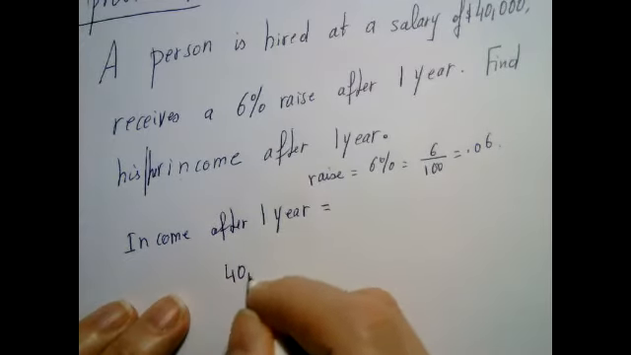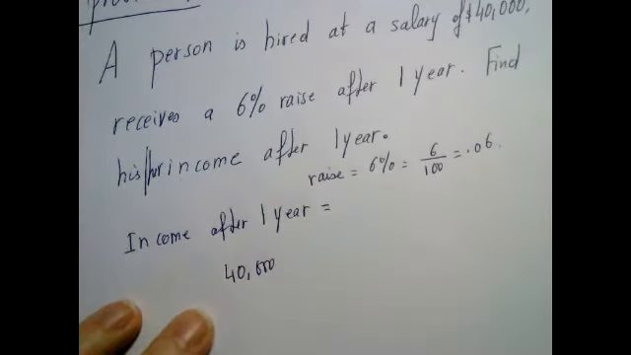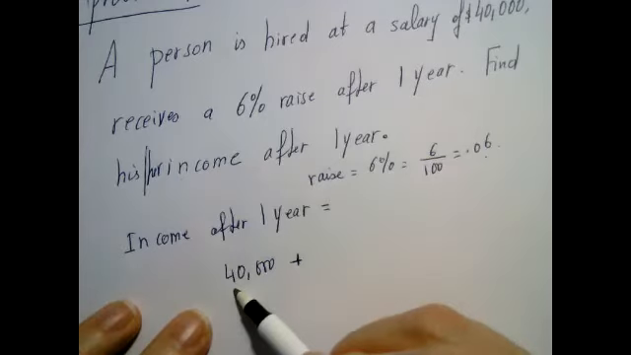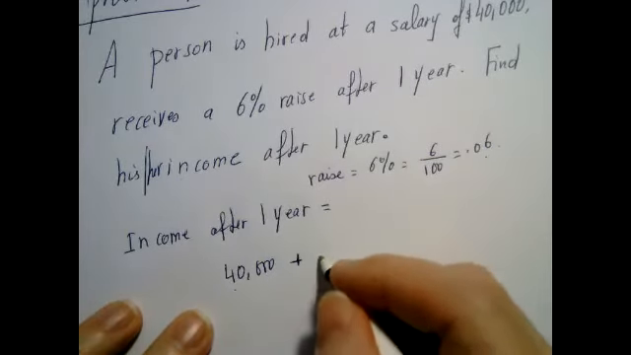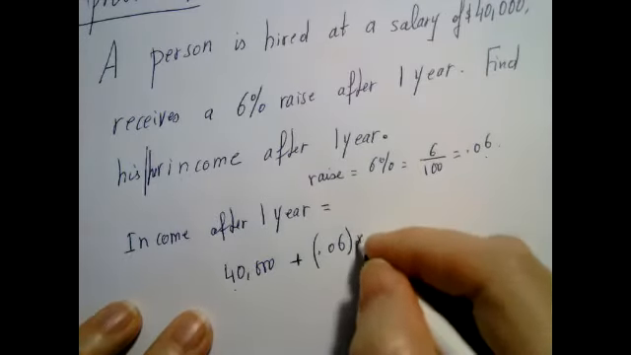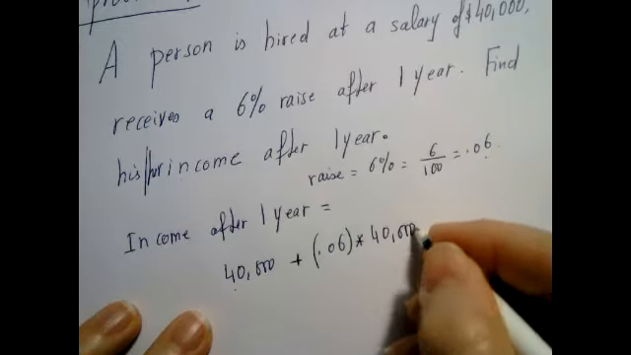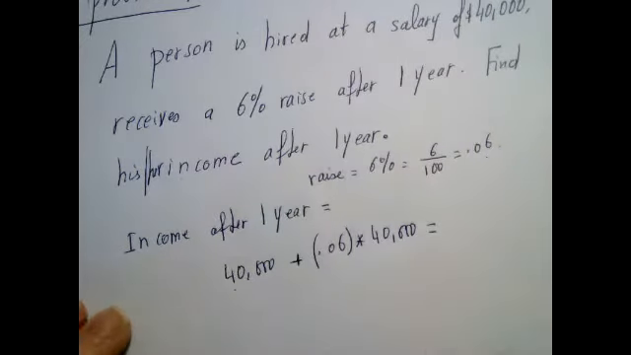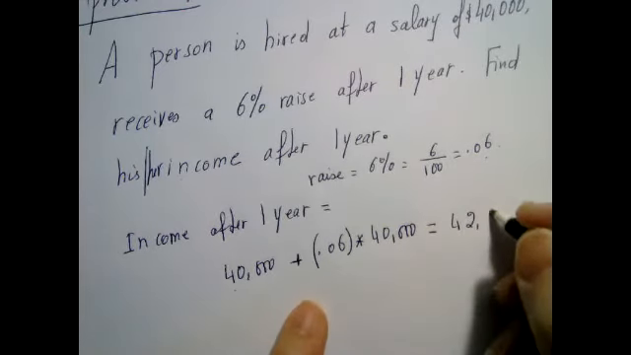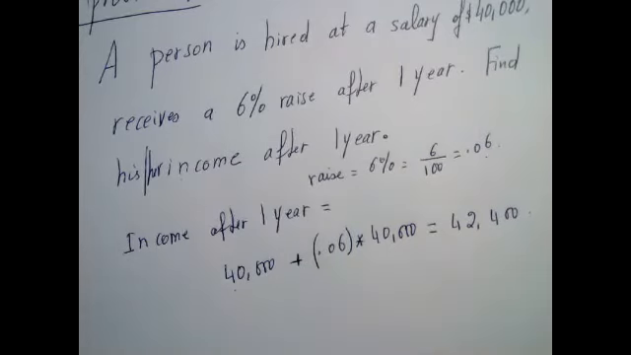It's 40,000. That's his old income plus 6% of his income. Now, how do we compute 6%? We multiply 0.06 times 40,000. Okay, so that's really the basic, all right? Which can give me, as your classmate said, and I believe him, 42,400. Okay, so income after 1 year is 42,400. So that's his old income plus 0.06 times that, which is going to give me that much.